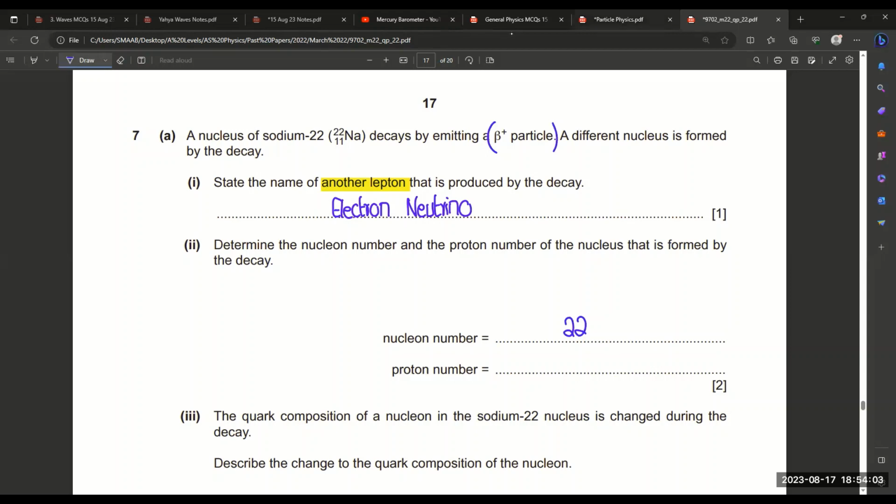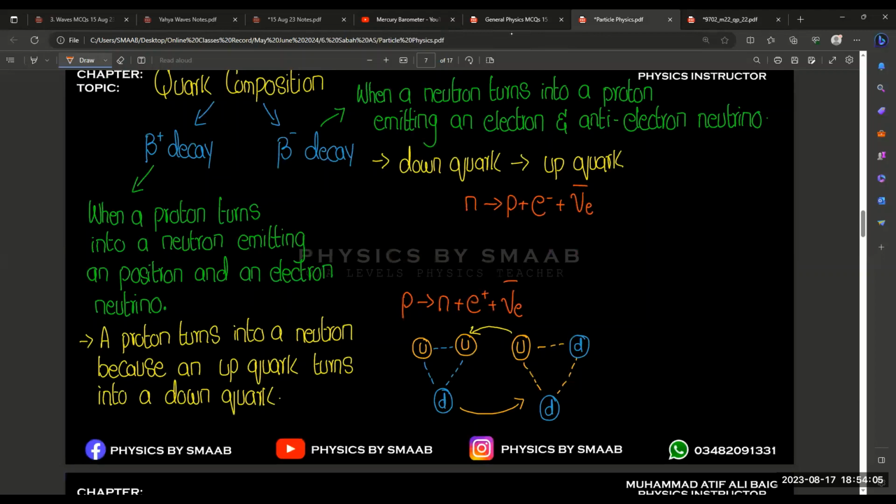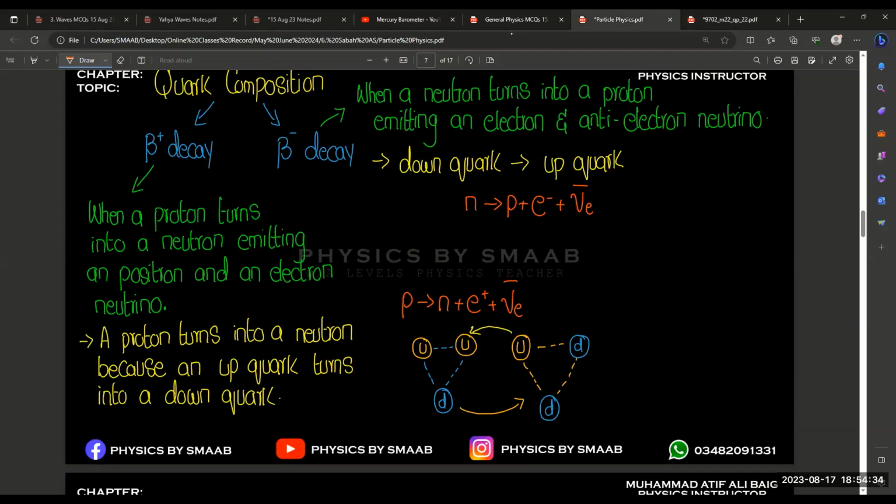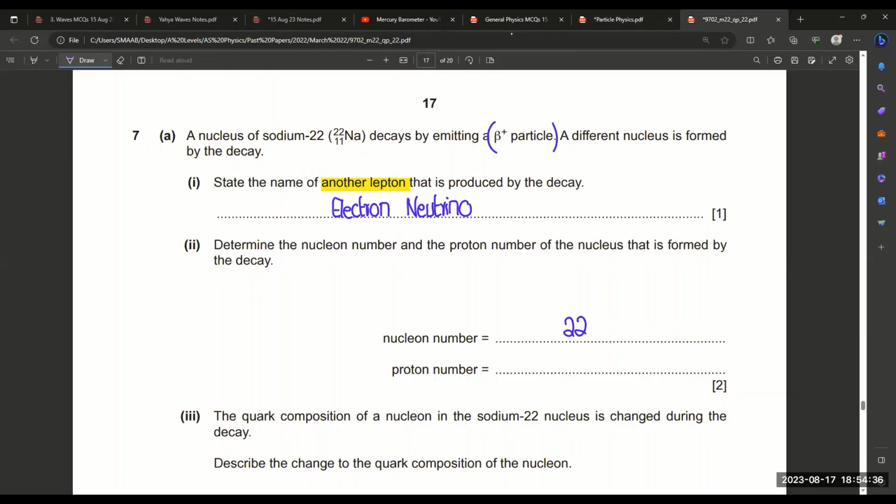Actually, in beta positive, your proton is converting into a neutron. So we are having one proton less as compared to the initial stage, and one neutron more. So the nucleon number will remain 22, right? Because that is converting into a different category. That is the equation. So the nucleon number remains the same, but the proton number is going to be minus 1, so 10.